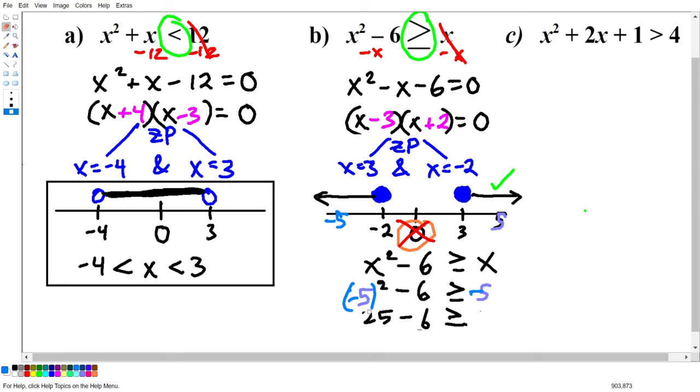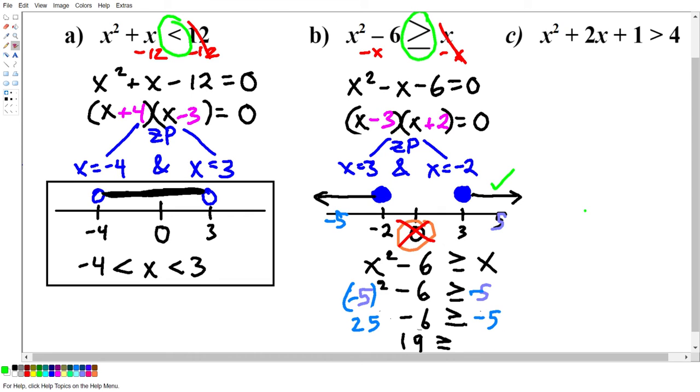Remember, if we're ever plugging in a negative number, we want to use parentheses. Let's see what we get. -5 squared is 25. Is it true that 25 minus 6 is greater than or equal to -5? We get 19 is greater than or equal to -5. Is that true? Absolutely. 19 is bigger than -5, so that is going to be a solution.